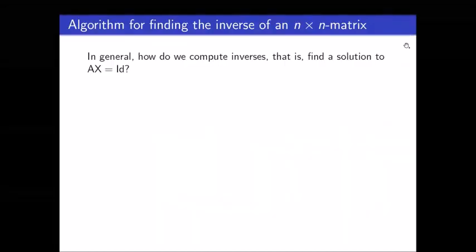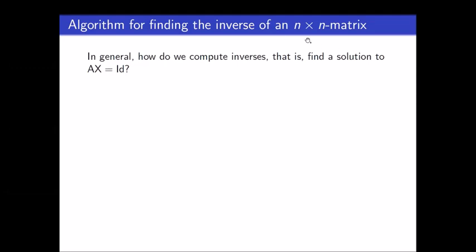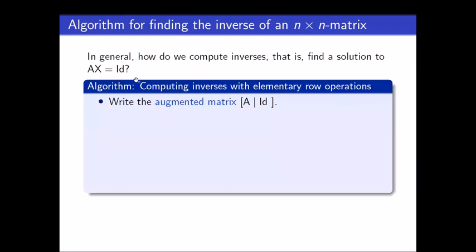Yeah, so the next thing we want to look at is an algorithm for finding the inverse of an n by n matrix. So in general, how do we compute inverses, or how do we find a solution to the matrix equation AX equals D, where X is the variable matrix? So we're going to use elementary row operations.